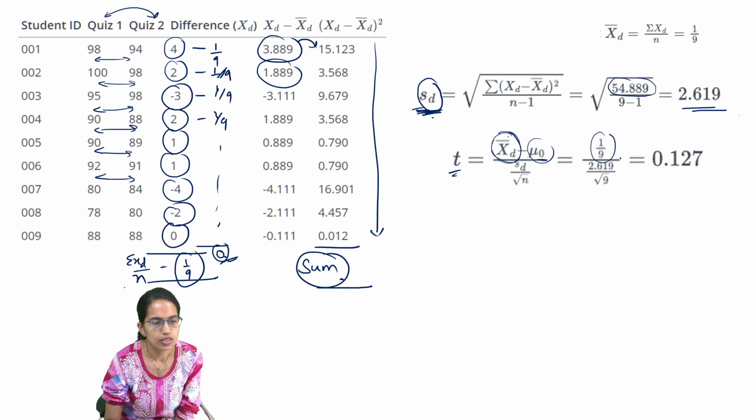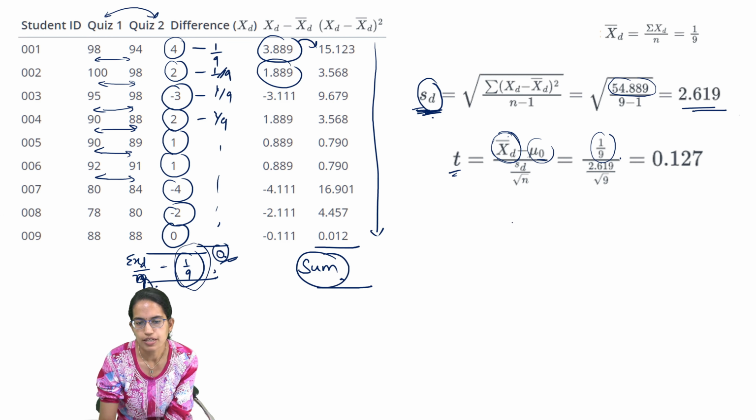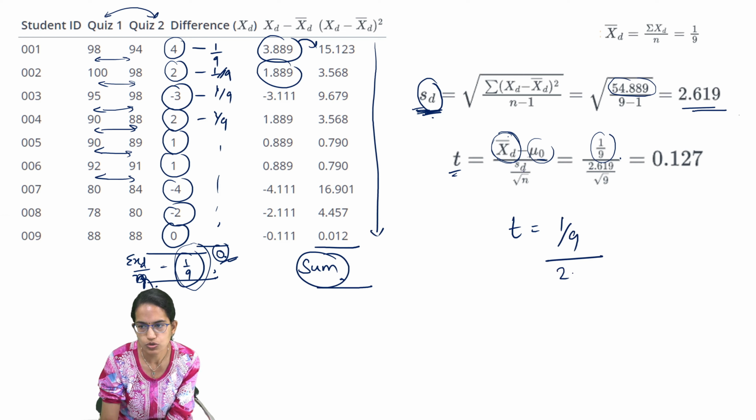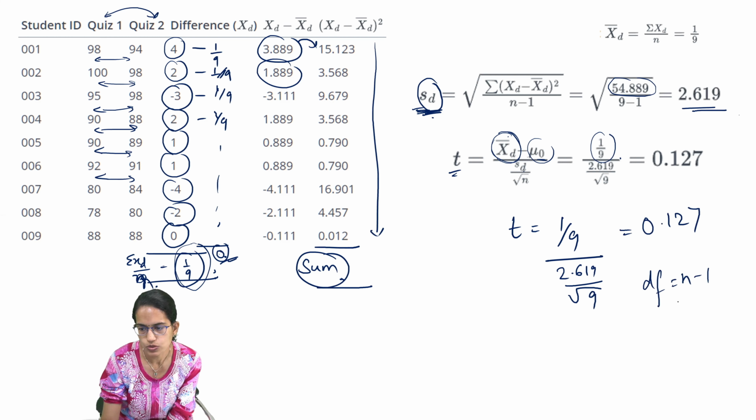Now this value, since it is 1 by 9, was the mean of the differences, the summation divided by the total number of items. So in the numerator for the t, I have 1 by 9. The denominator is the standard deviation of the differences, which is 2.619 divided by root n, which is root 9. I solve this, I get 0.127. My degree of freedom is n minus 1, which is 9 minus 1, which is 8.